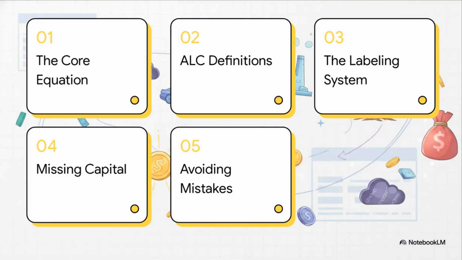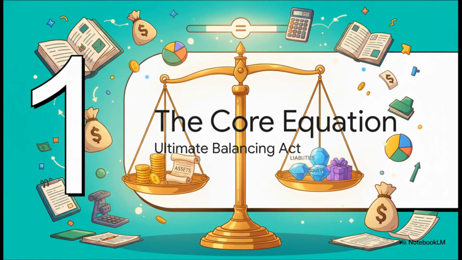Okay, let's dive into this. Here is our roadmap for today. 1. The core equation. 2. ALC definitions. 3. The labeling system. 4. Calculating missing capital. And 5. Avoiding mistakes.